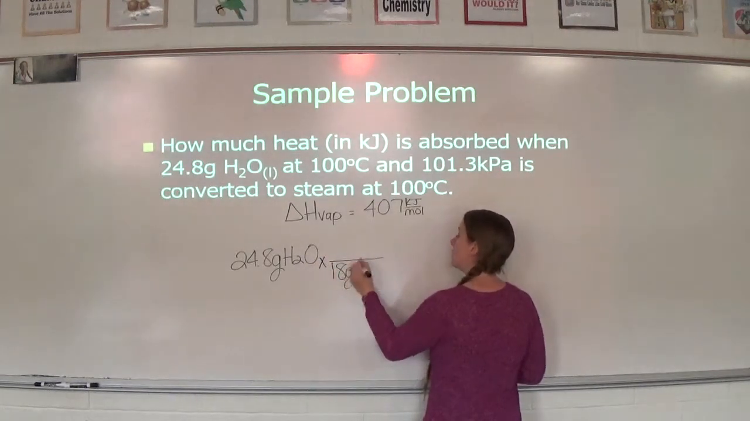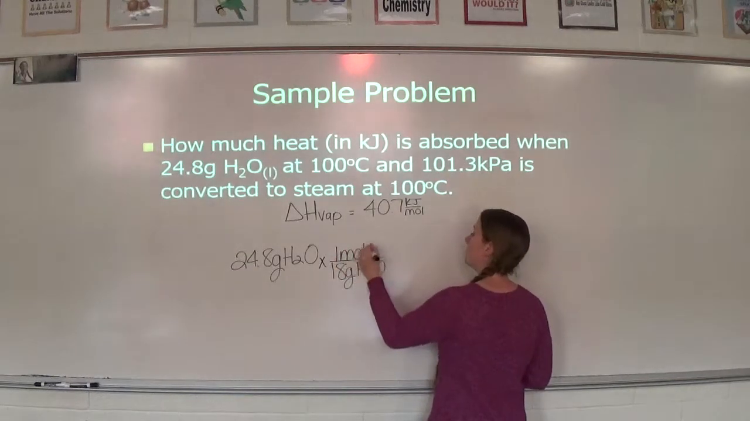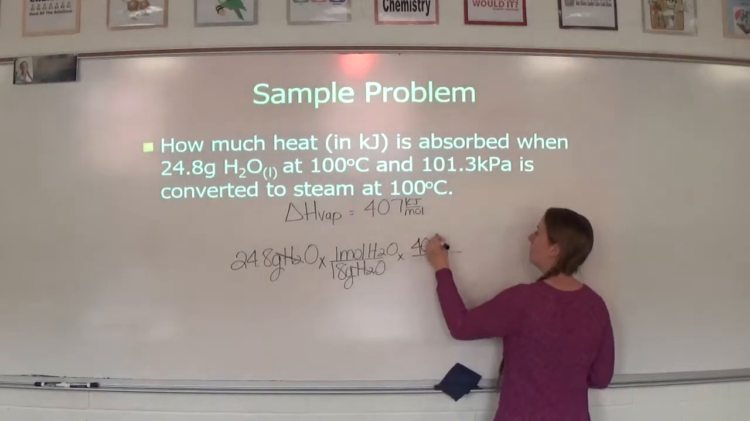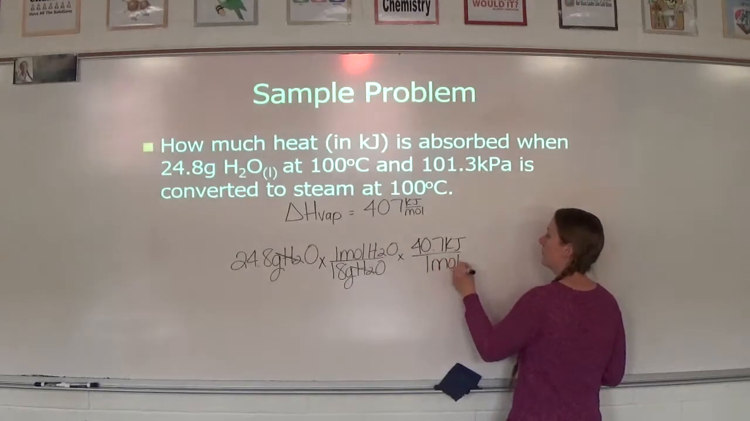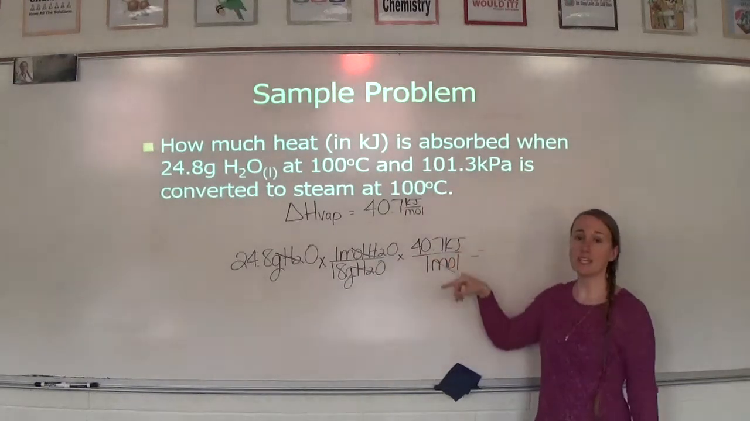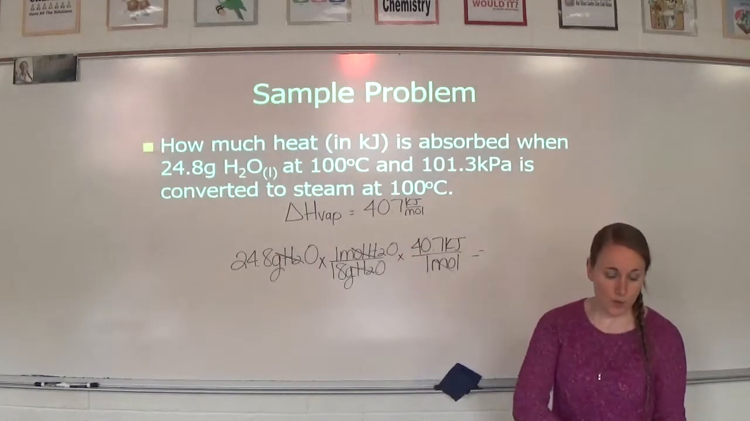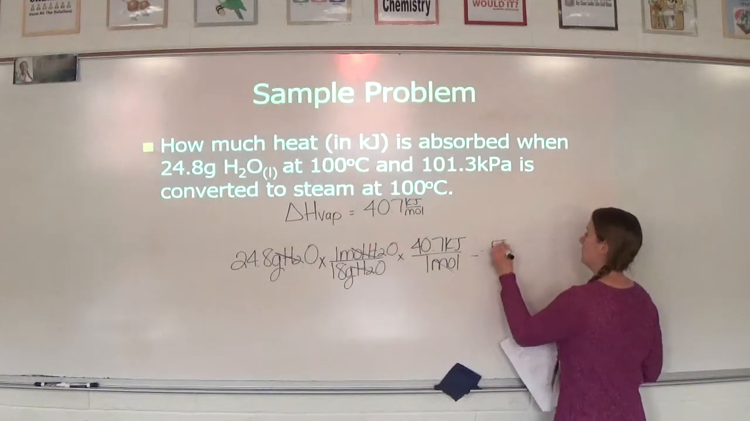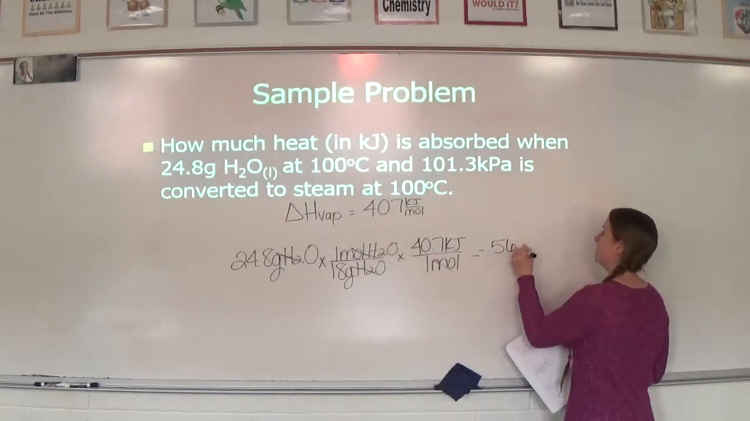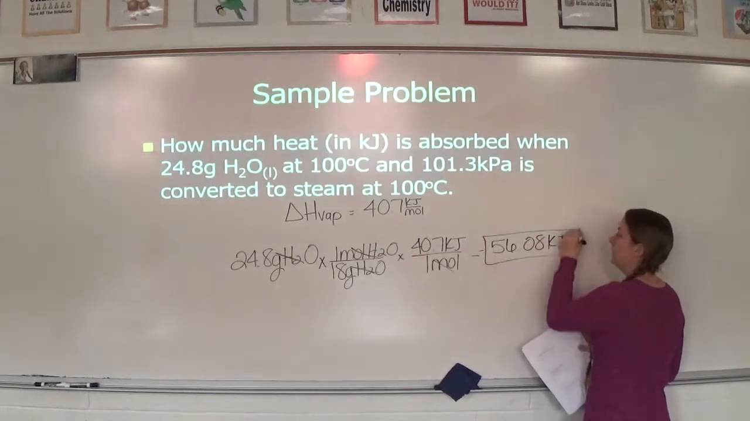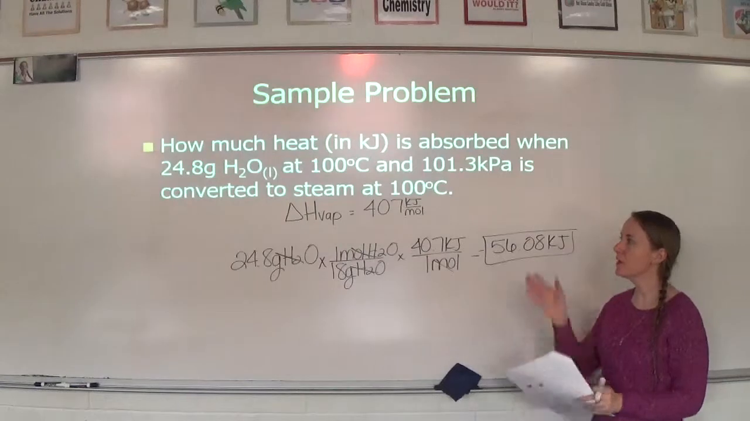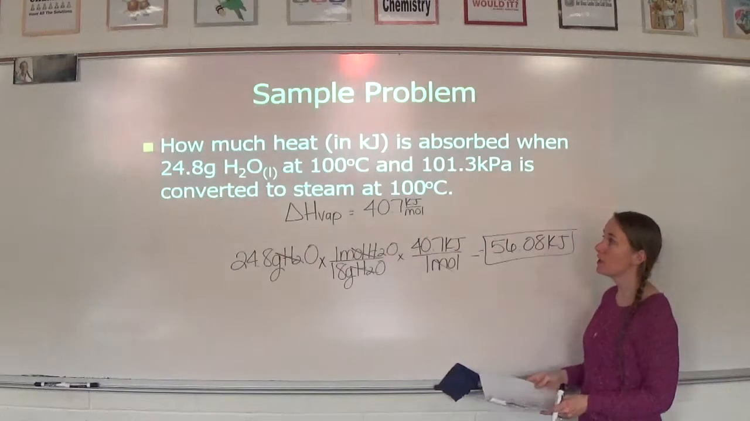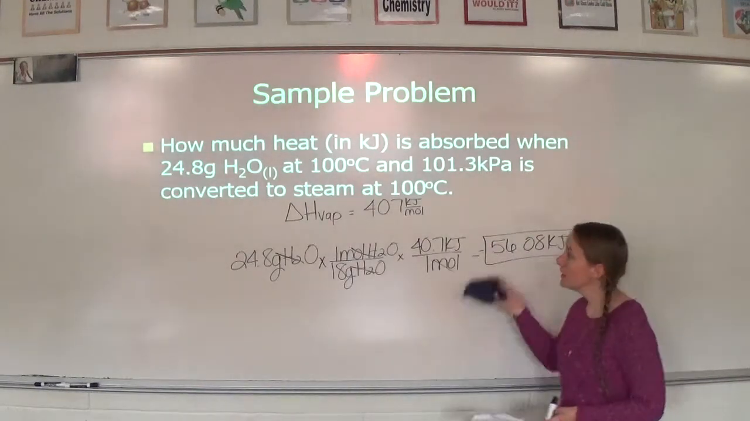When I add up water off the periodic table, I get 18 grams in 1 mole. That's just molar mass. And then I can use this as a conversion factor: 40.7 kilojoules equals 1 mole. Whenever you have double units like that, you can always make it a conversion factor. So once I multiplied and divided for that one, I got 56.08 kilojoules. This is kind of similar to another lesson video where we did the stoichiometry, except you just don't have a reaction to use. You're just using your phase changes. All right, so let's look at another one together.